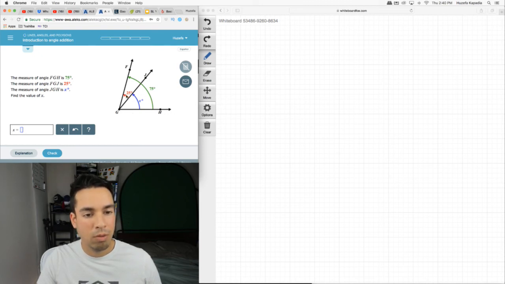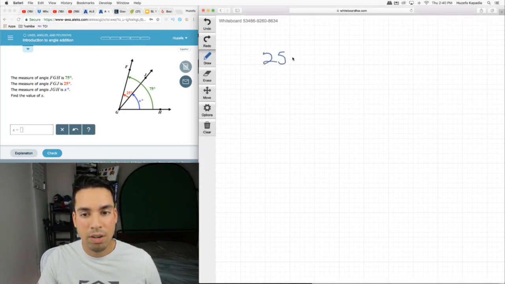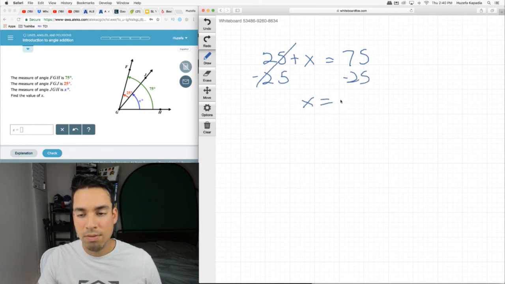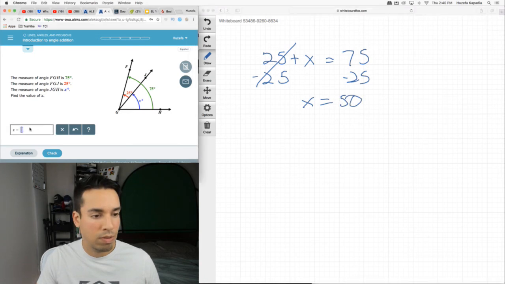So what are we really saying? We're really saying that 25 and X are the parts that when added up equal 75. So this is the same as saying 25 plus X equals 75. Therefore, to solve for X, we could subtract 25 from both sides. And we see that X equals 75 minus 25, which is 50.